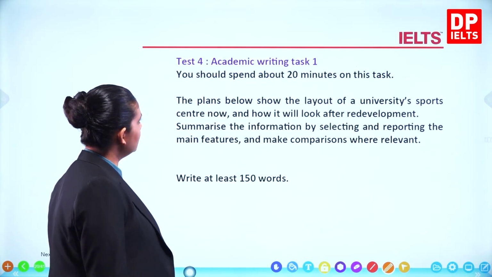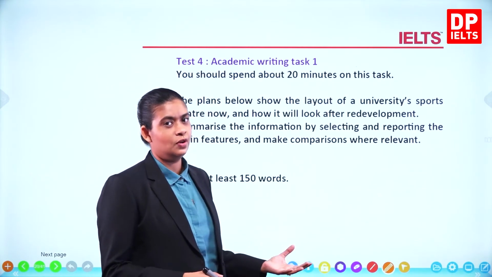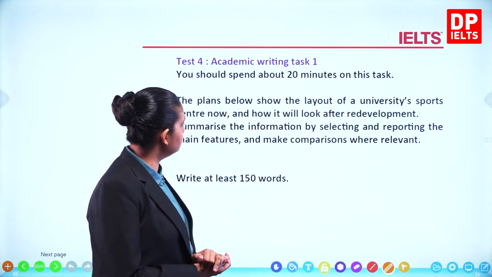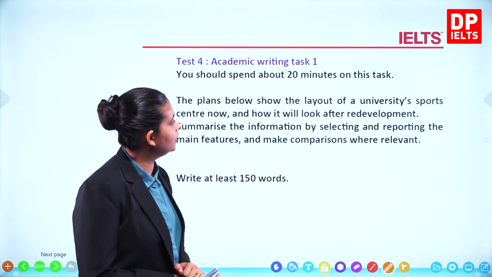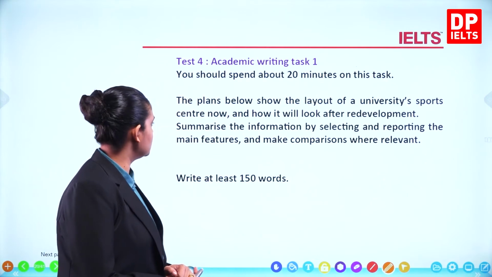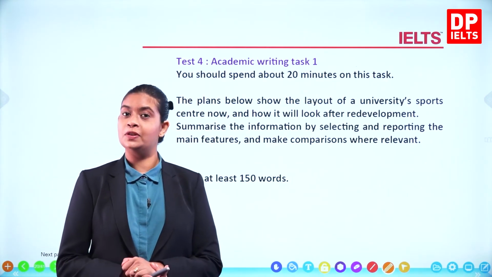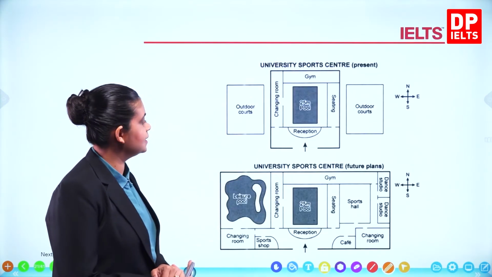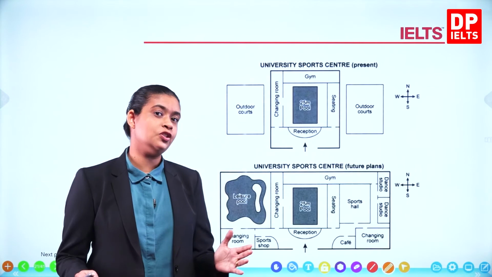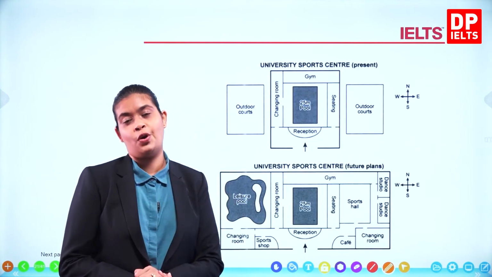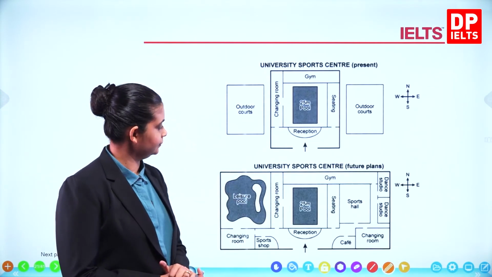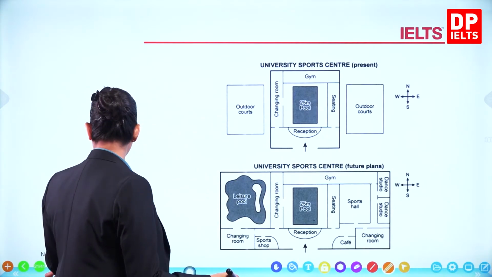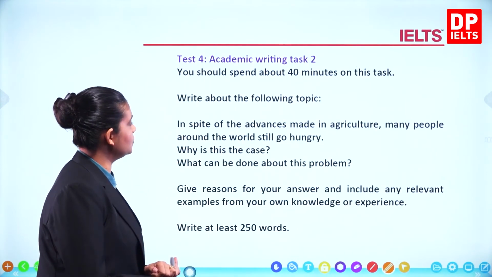So, with that, we come to the last test for you, and you're going to do this on your own, right? Here is your task 1. The plans below show the layout of a university sports center now and how it will look after its development. So I'd like you to take 20 minutes and do it on your own. Now, I'm not going to show a sample. It's for you to do for homework on your own. Right, so hopefully you do that. And meanwhile, let me show you your task 2 as well.